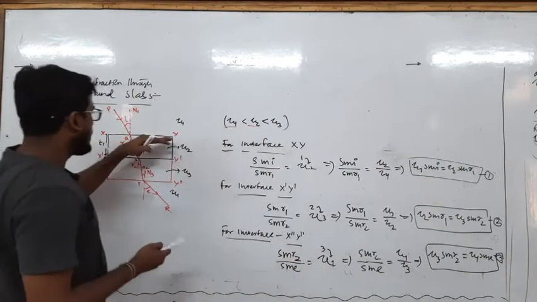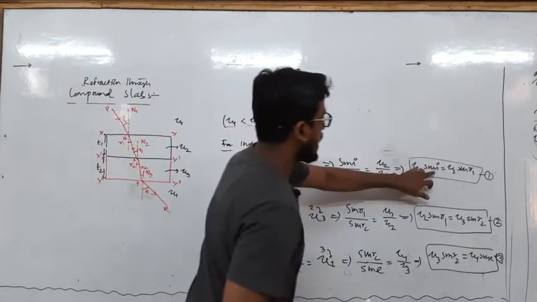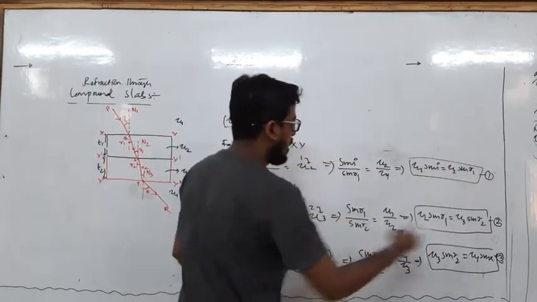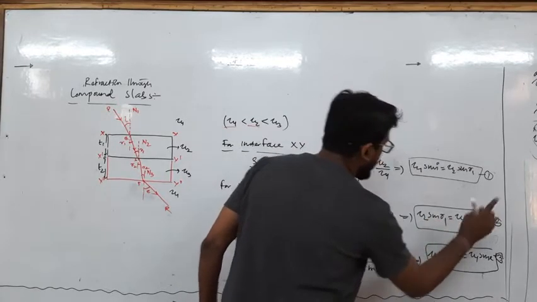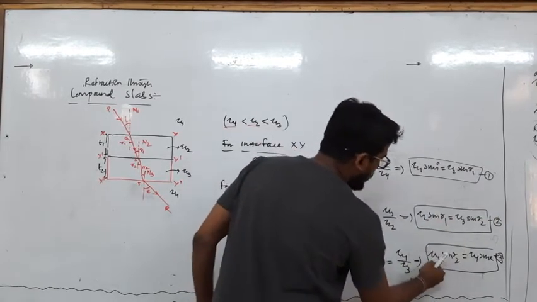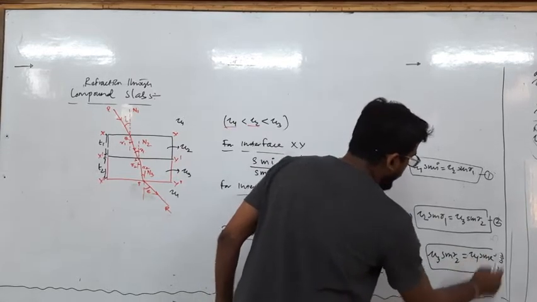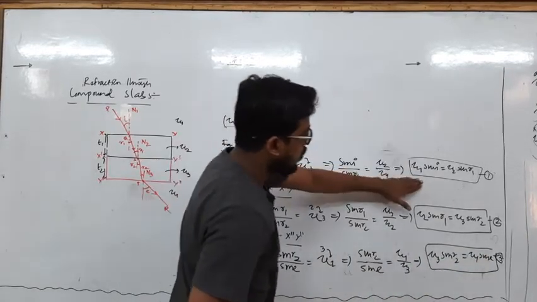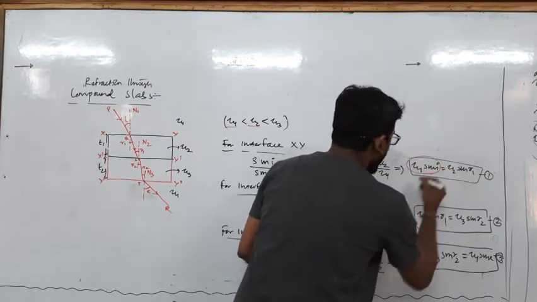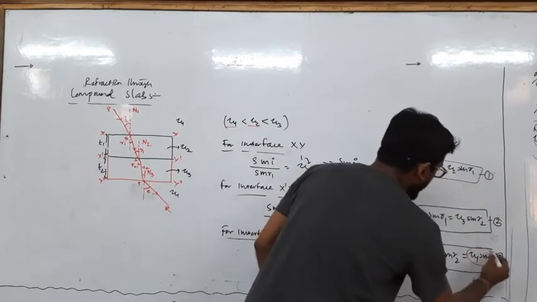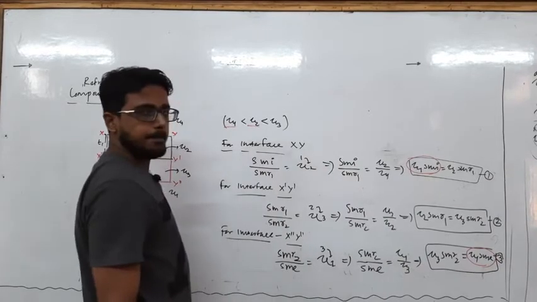So for the first interface xy we get mu1 sin I equals mu2 sin R1, from the second interface we get mu2 sin R1 equals mu3 sin R2, and from the third interface we get mu3 sin R2 equals mu1 sin E. So from equations 1, 2 and 3 we get what? Mu1 sin I is ultimately equal to mu1 sin E. Clear?